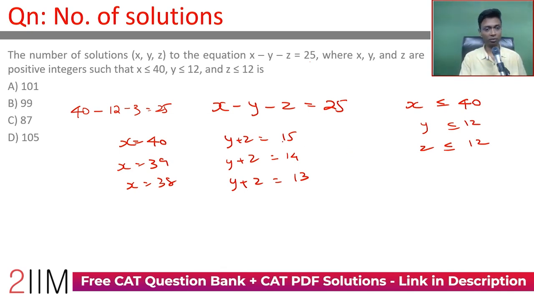If y plus z equal to 15, y is less than or equal to 12. So y could be 12, z could be 3, and then we have 11, 4. So y can take values 12, 11, 10, 9, all the way till 3. And z can take the corresponding other values. From 12 to 3, this is a set of 10 values. When x is 40, y plus z equal to 15, there are 10 possibilities. Right? Y can go up to 12 and z can go up to 12. So y can take all values from 3 to 12.